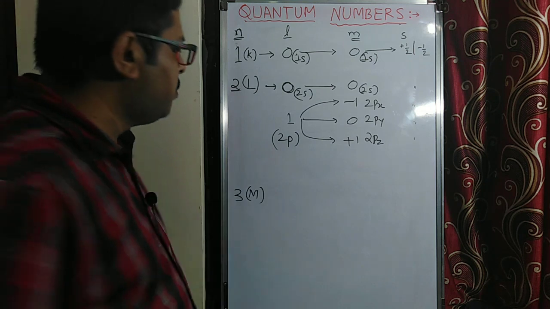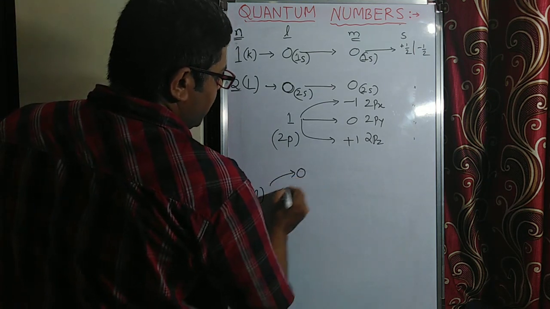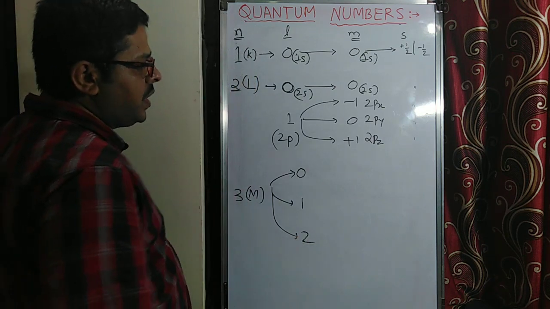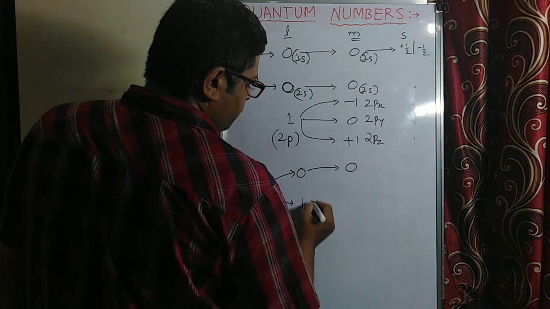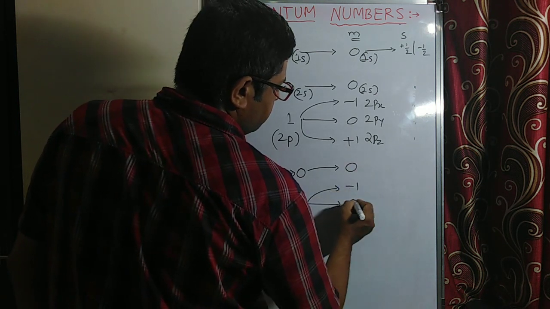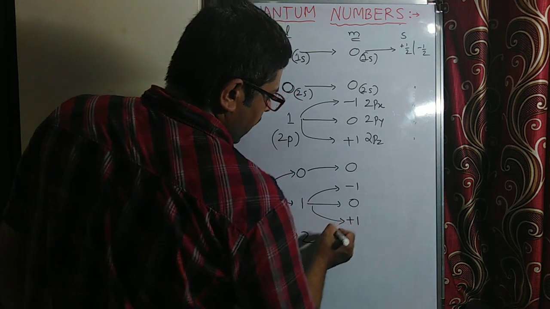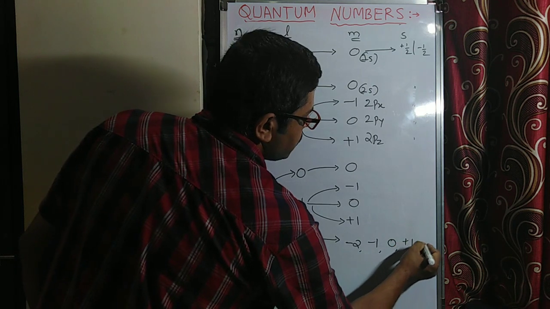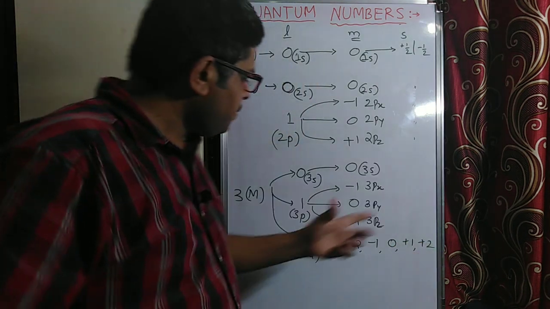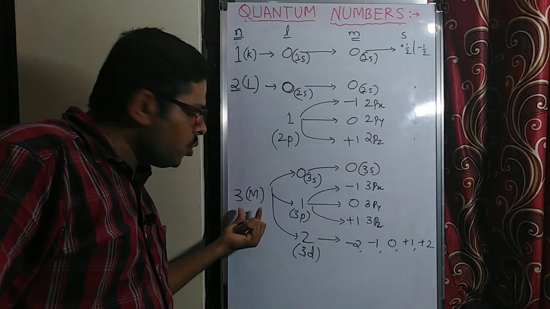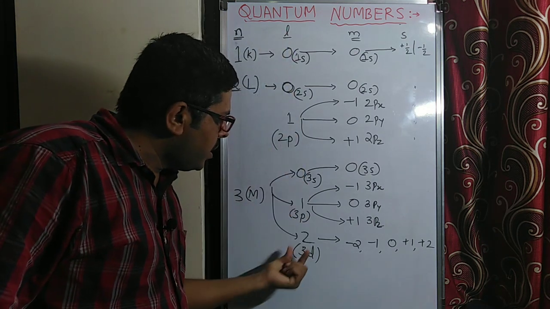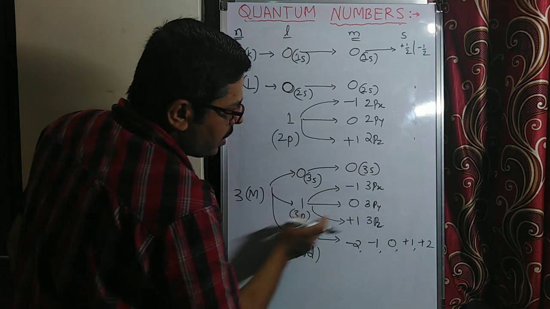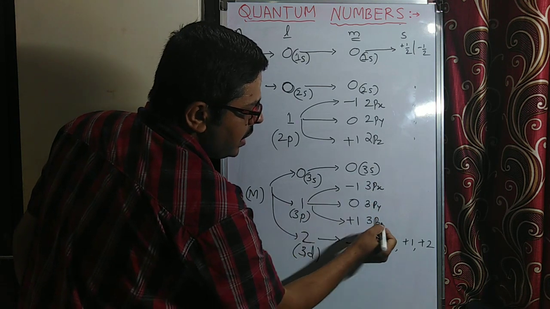When n is equal to 3, the M shell. See, when n is equal to 3, possible L values are 0, 1, 2, that is 0 to n minus 1. When L is 0, m is also 0. For the next, these 3 values once again, minus 1, 0, plus 1. And here I will write minus 2, minus 1, 0, plus 1, plus 2. When L is equal to 0, I will write 3s. When L is equal to 1, I will write 3px, 3py, 3pz.